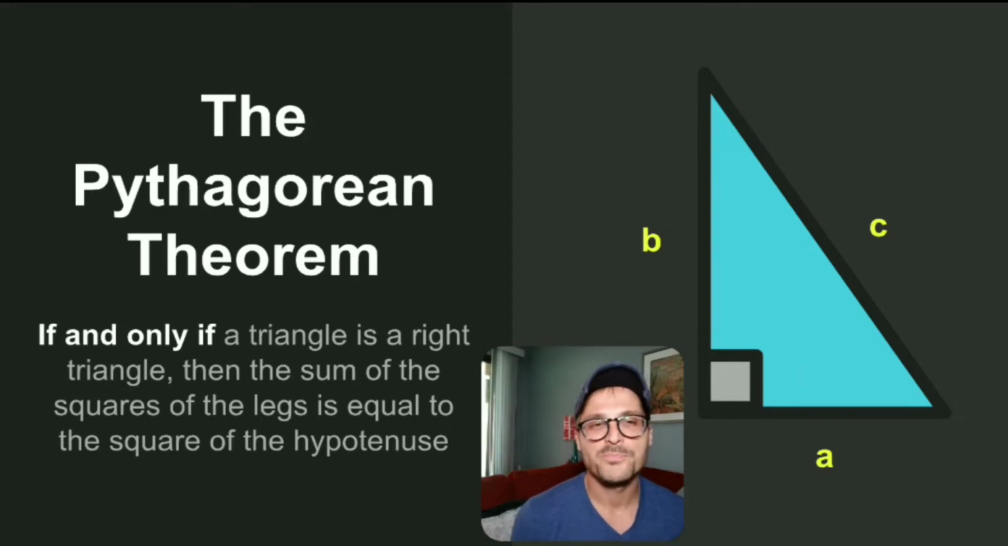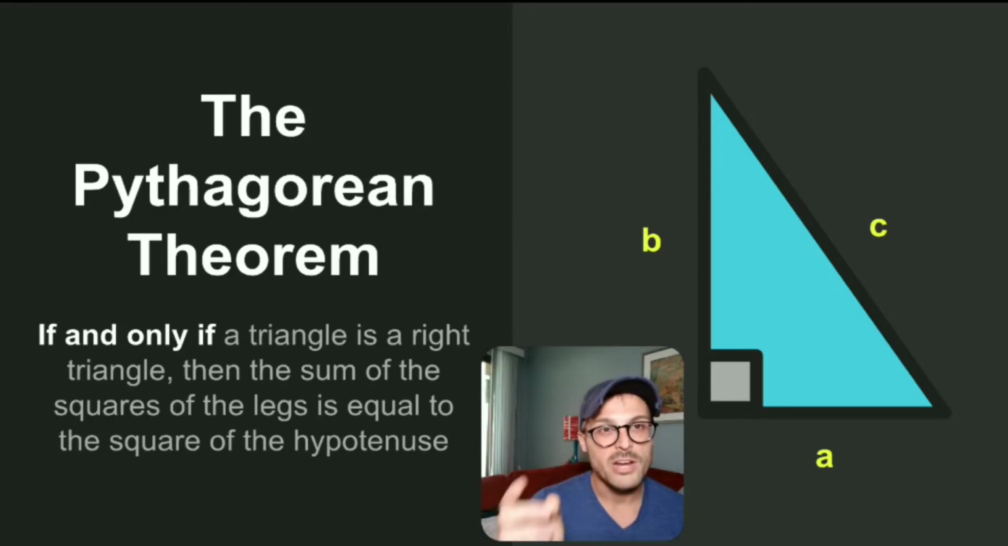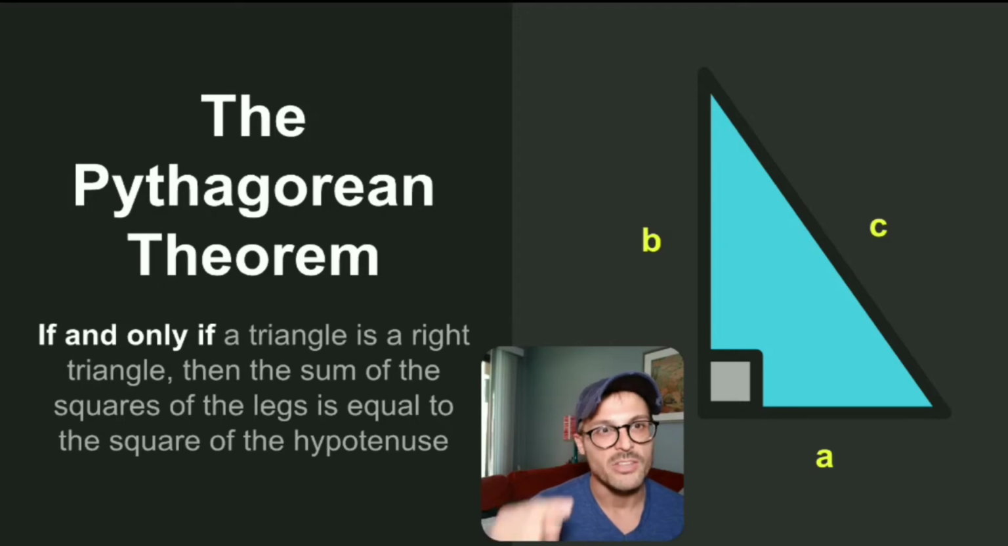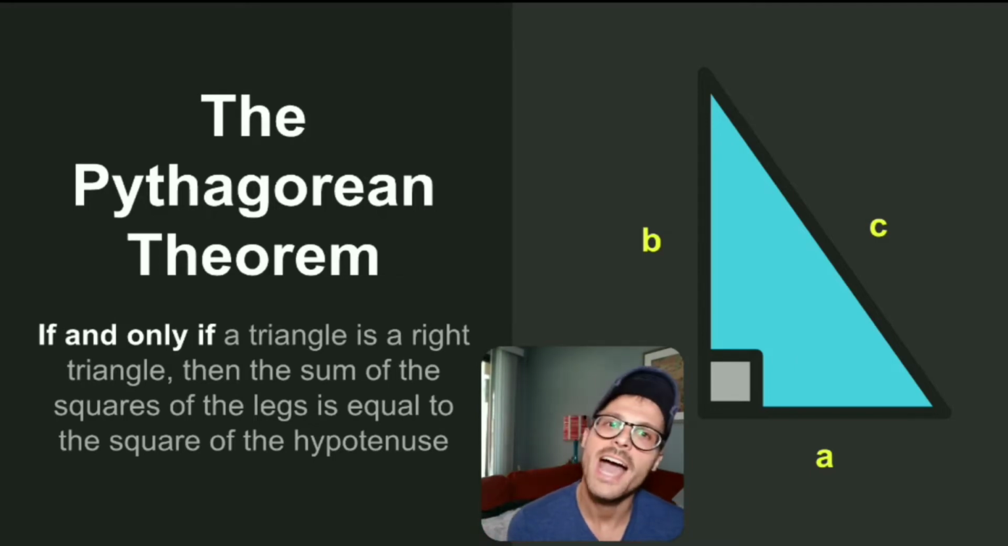We have to break this down a little bit. Sum of squares. The sum of the squares of the legs. So the squares of the legs is what we're doing first. So a squared, b squared, we're going to sum those. That means we add them together. a squared plus b squared, and that's equal to the square of the hypotenuse. So a squared plus b squared equals c squared. Oh, that formula, that equation.